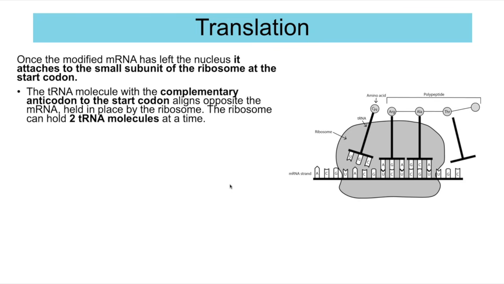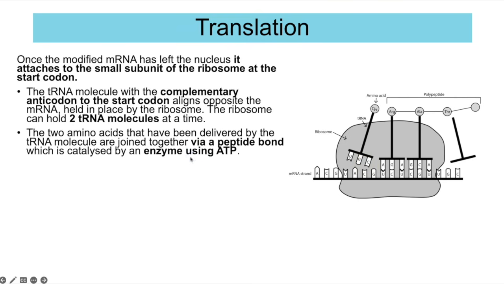tRNA molecules, which are a different type of RNA that carry specific amino acids, have anticodons on them, which are 3 bases complementary to a codon on mRNA. So the tRNA molecule with the complementary anticodon to a codon will align opposite, and the ribosome is able to hold 2 tRNA molecules at a time.